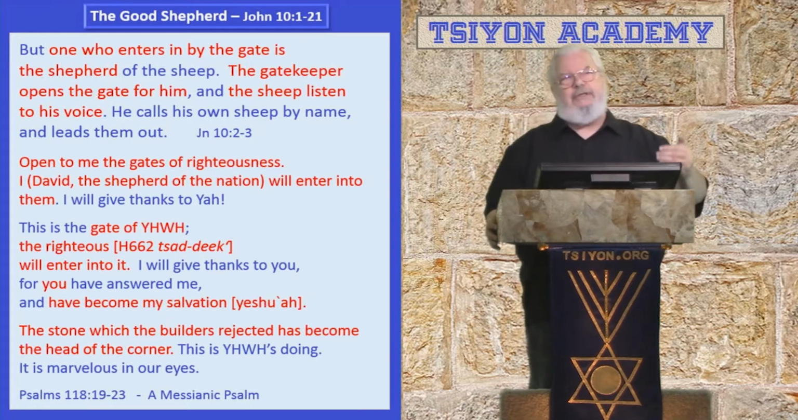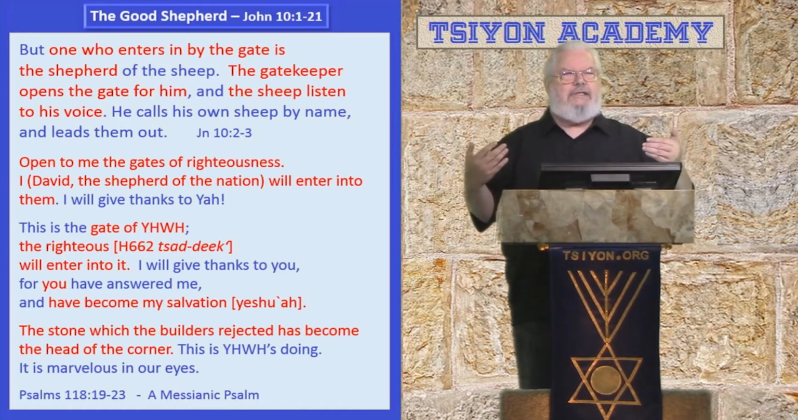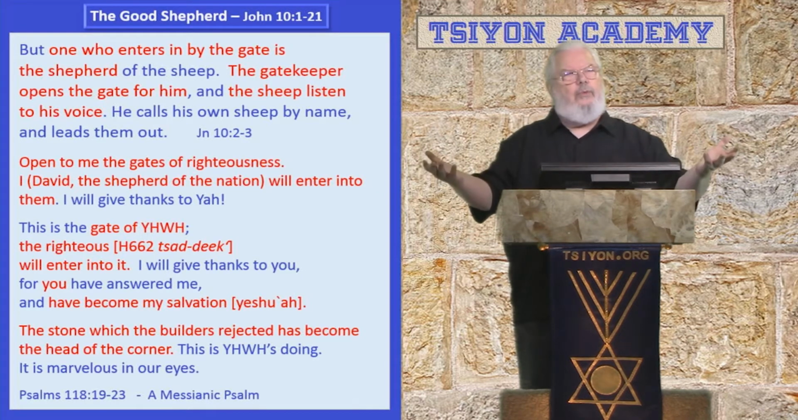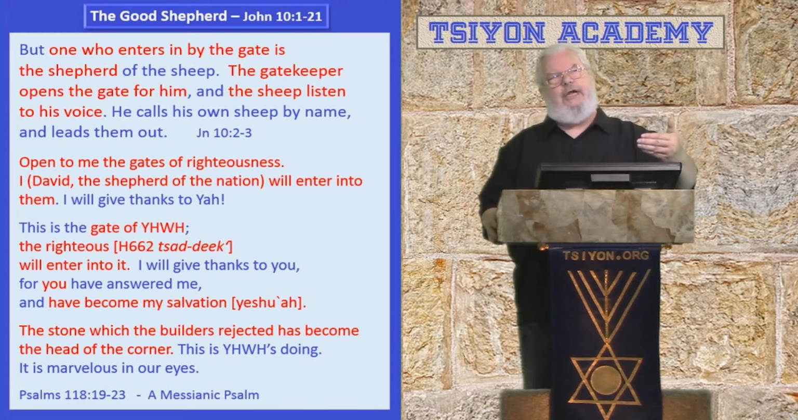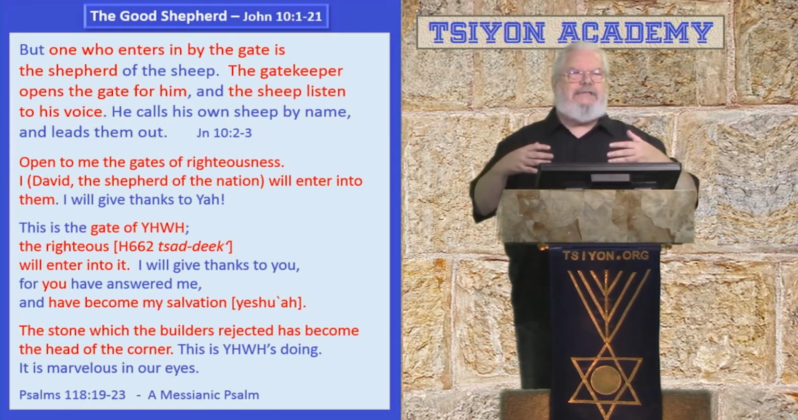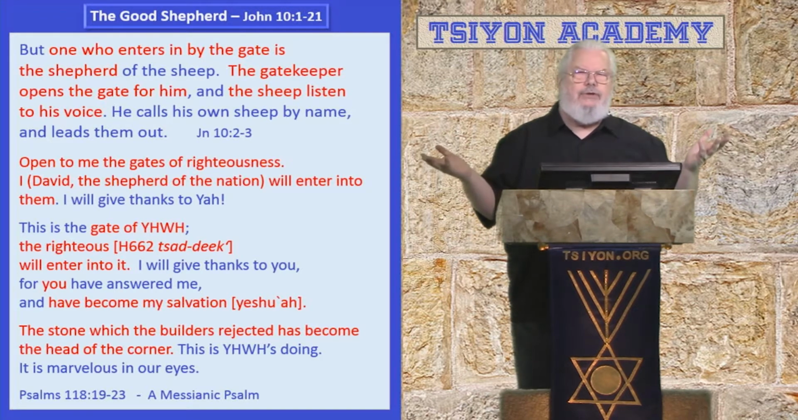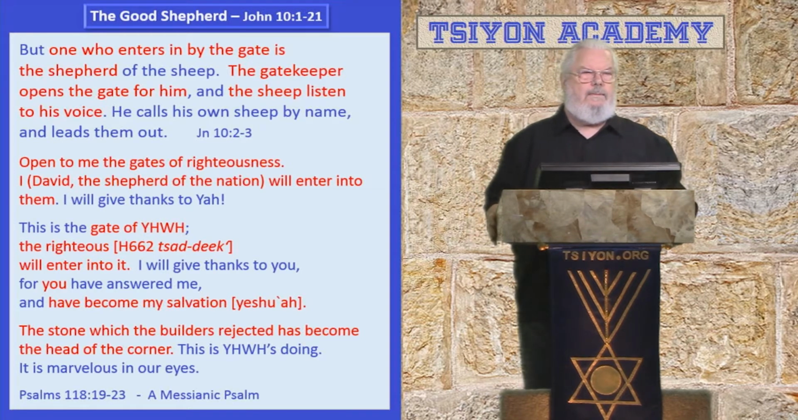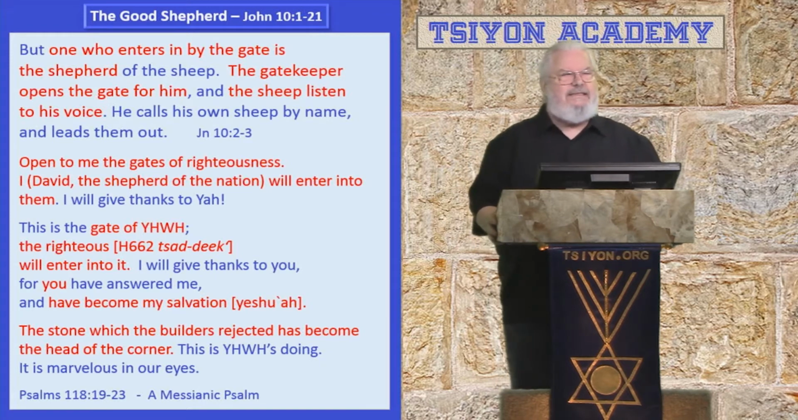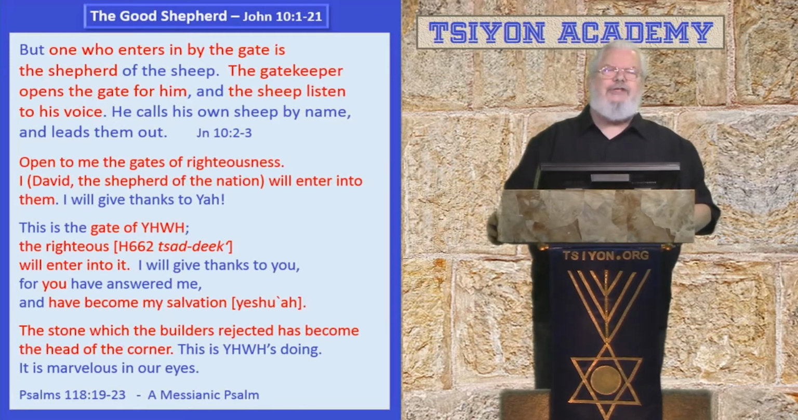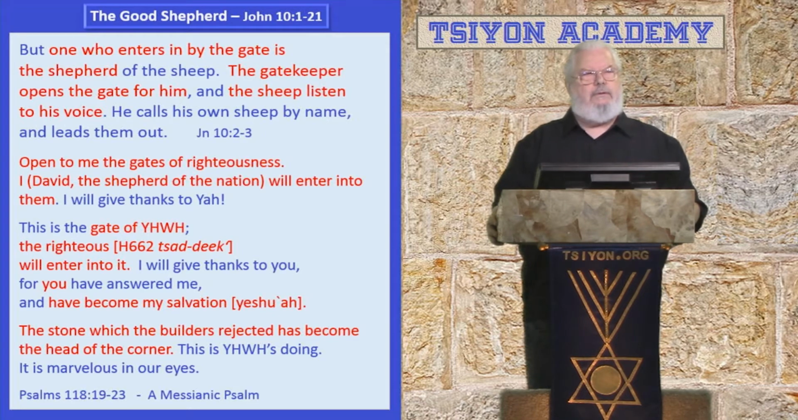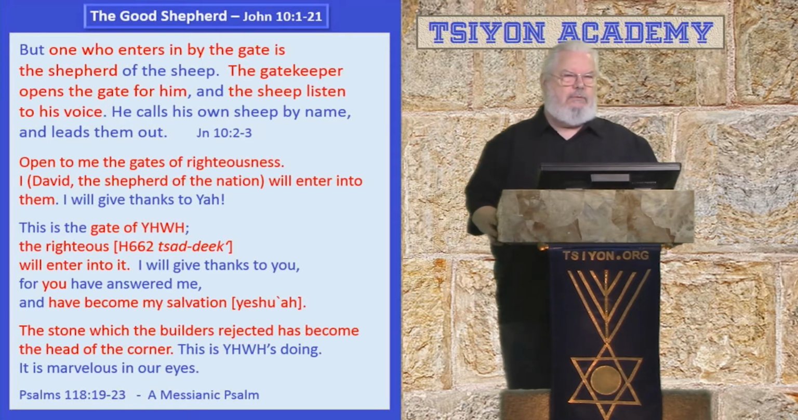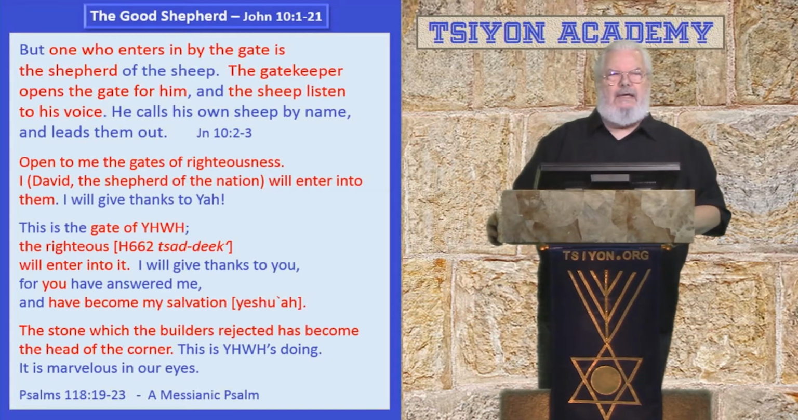So this is actually David as a shepherd essentially saying, open the gate to me because I want to go in and I want to shepherd the sheep. He's an appointed shepherd, and you notice he's asking for the gate to be opened. He's not doing something unauthorized. He's authorized as a shepherd. Then it goes on and says this is the gate of Yahweh. The righteous will enter into it. I will give thanks to you, for you have answered me and have become my salvation.